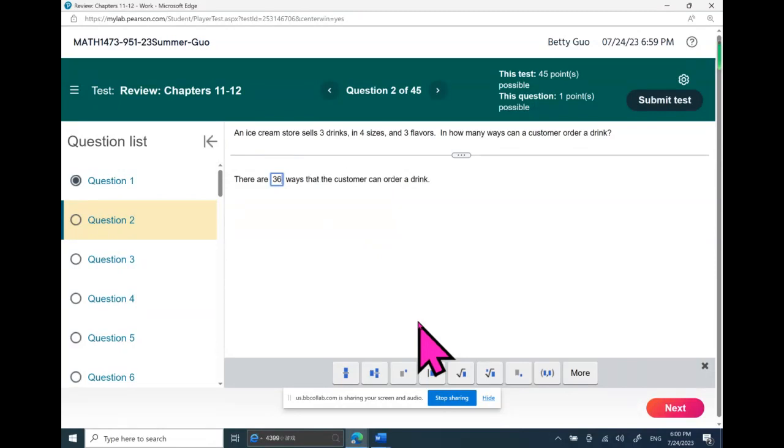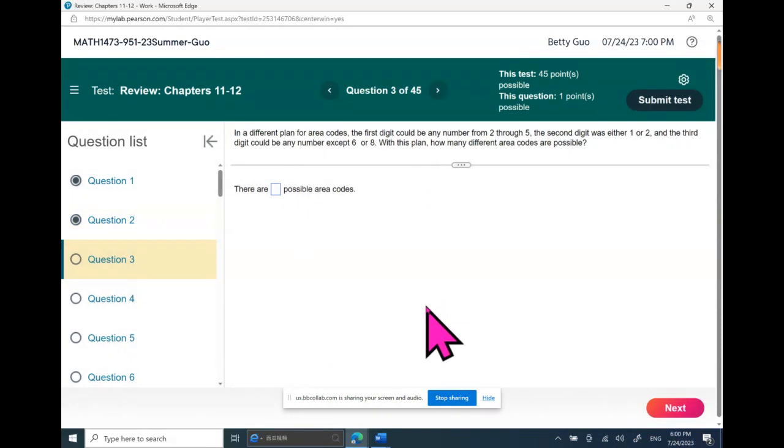The task involved here is to order a drink. So the first step is to choose one from the 3 drinks. Second step is to choose one from the 4 sizes. And the third step is to choose one from the 3 flavors. By the fundamental counting principle, we multiply the 3 numbers. We have the total number of ways to complete the whole task. 3 times 4, 12. 12 times 3, 36.